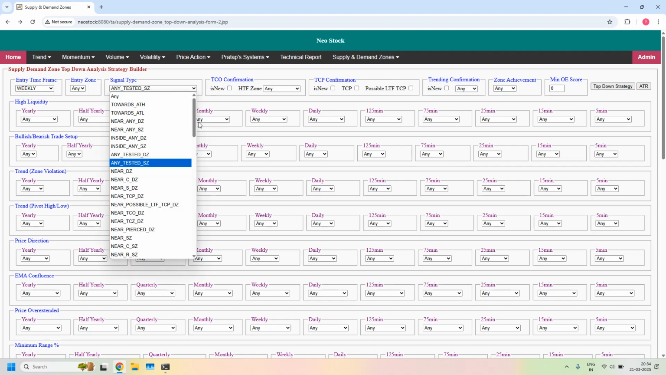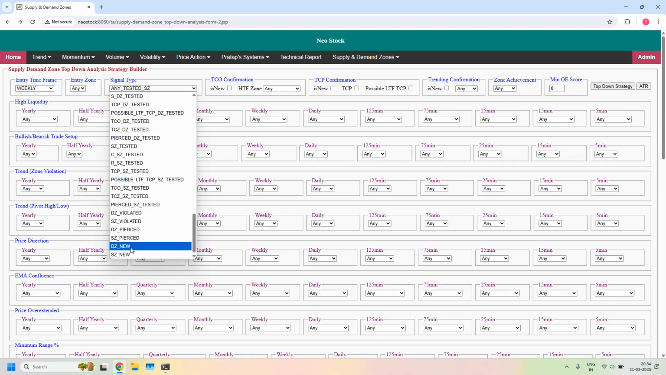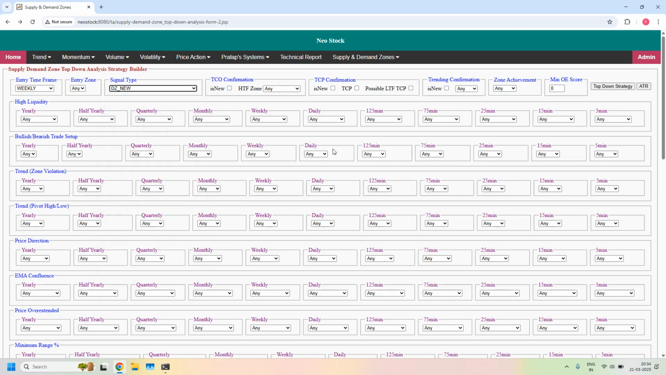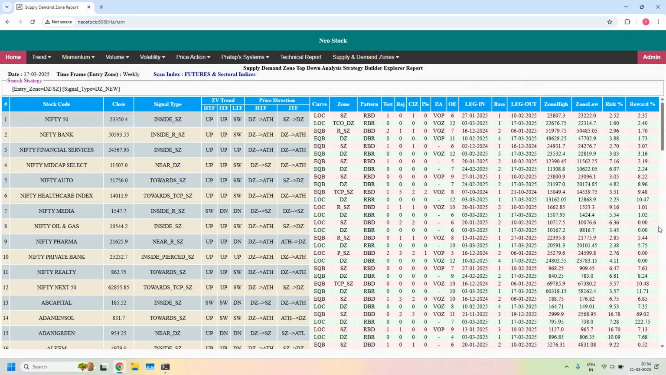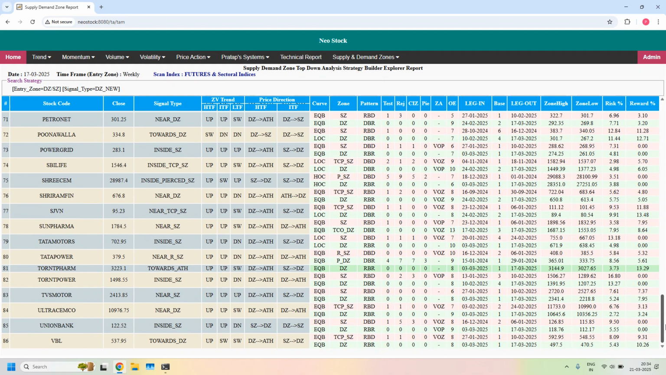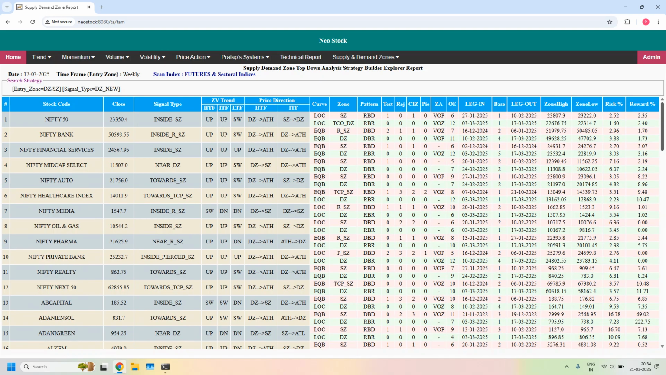So next, let us find the stocks having newly created weekly demand zones during this week. Oh my God, we have a big list. 86 stocks are having newly created weekly demand zones. That's why this week the demand is much, much stronger.